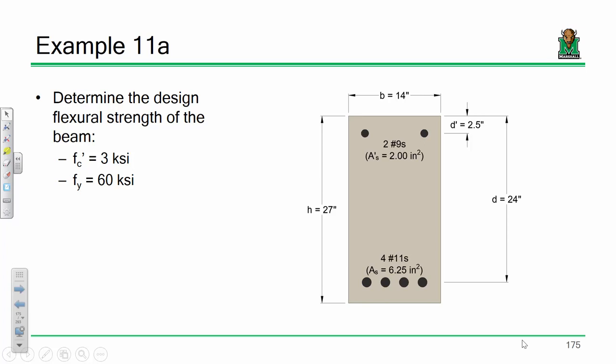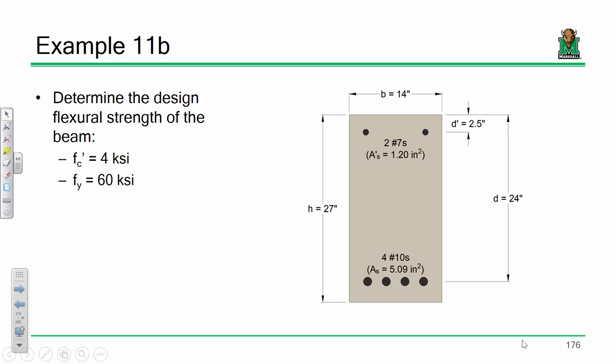So the forces were pretty easy to determine. It was pretty straightforward. What about this example? So first off, the example looks very, very similar, and it is very, very similar. A lot of the dimensions are the same.